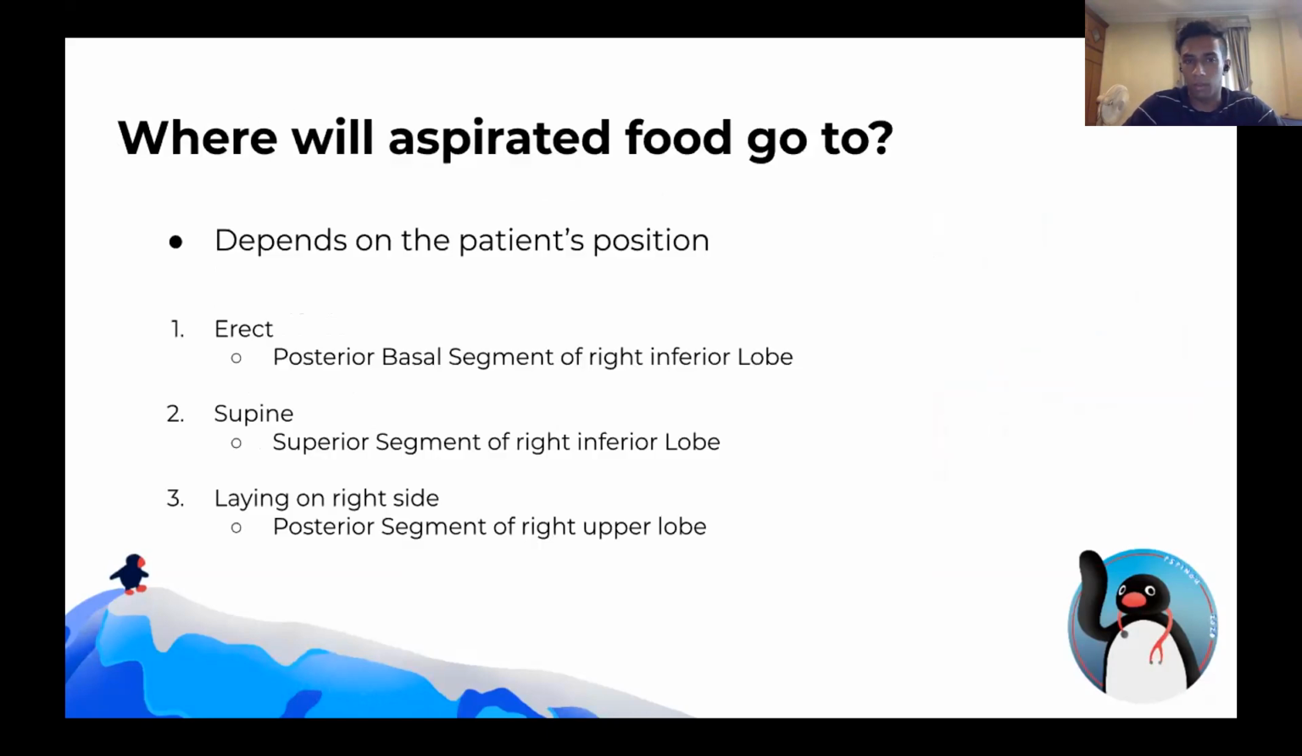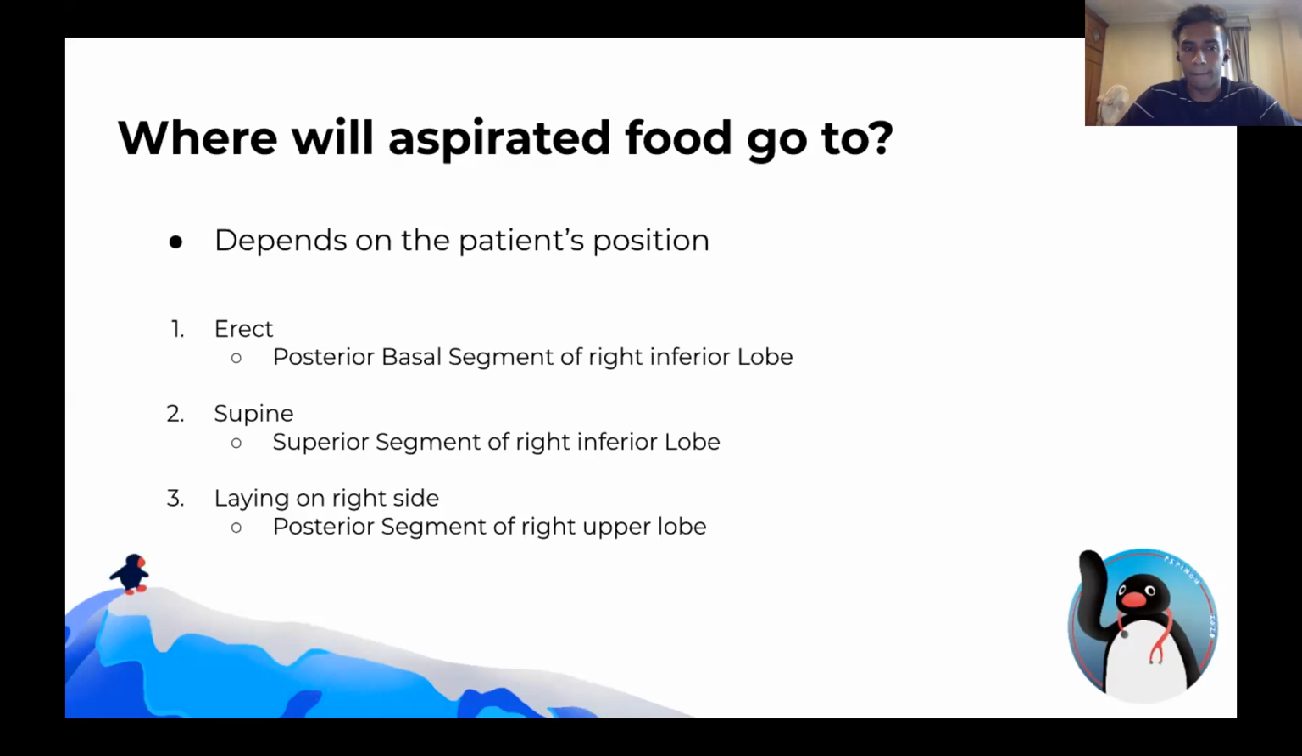Where will aspirated food go? It really depends on whether the person is standing, lying down, and so on. If the person is standing, the food will go all the way to the bottom, to the right lobe of your lung, into the posterior basal segment, which basically means the lowest part of your right lung. If the patient is supine, lying down, it's not likely to go all the way down, but somewhere in the middle. It will go to your right inferior lobe, the lowest lobe, but the superior segment instead.